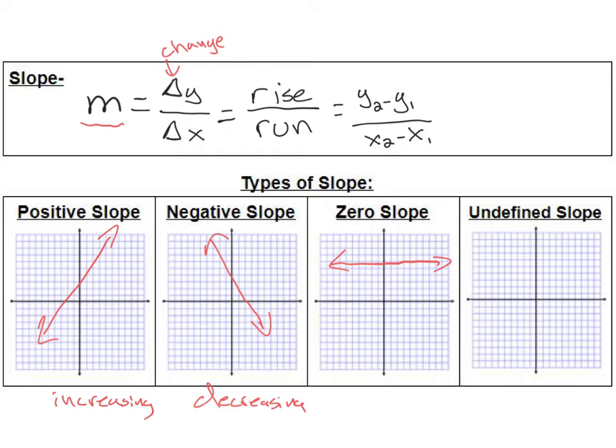A lot of times when you see zero slope, we're basically saying it's a constant rate of change. And then undefined is going to be when you see the vertical, basically just straight up and down. So those are a couple of things we're looking at as we're identifying slopes.